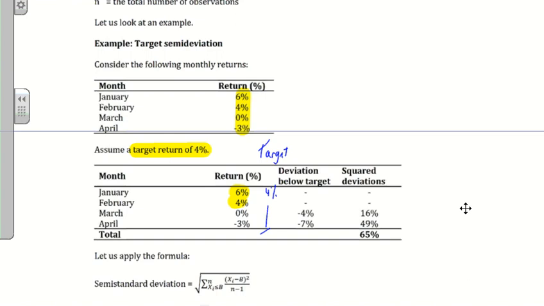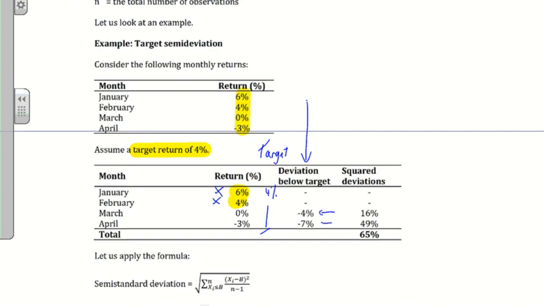In Jan and Feb, did I go below 4? No, I got 6 and I got 4. In March, can you see how much lower I am than my target? Okay. There's the 4% over there because I achieved 0. And in April, it's -3 is what I actually achieved.